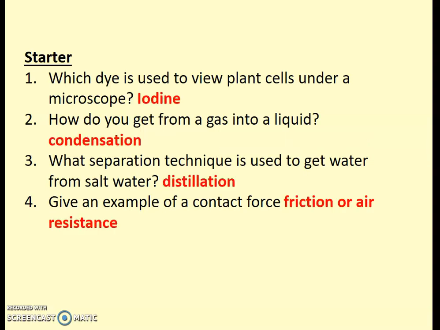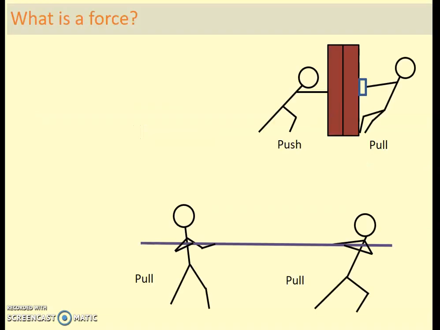Okay, so the first one is iodine. So that's the one that you view plant cells under. If you wrote methylene blue, that's the one for animal cells. How do you get from gas into a liquid? So remembering you're going from particles that are moving around all over the place to something that's a little bit more condensed. So condensation is the one that you needed there. Separation technique, distillation. So it's the boiling point, so you're boiling off the water and leaving the salt behind. And an example of a contact force is friction or air resistance. So that's one of the 4 facts that you need to remember. So it's just testing to see if you've looked at your facts beforehand. Okay, so hopefully you did okay there.